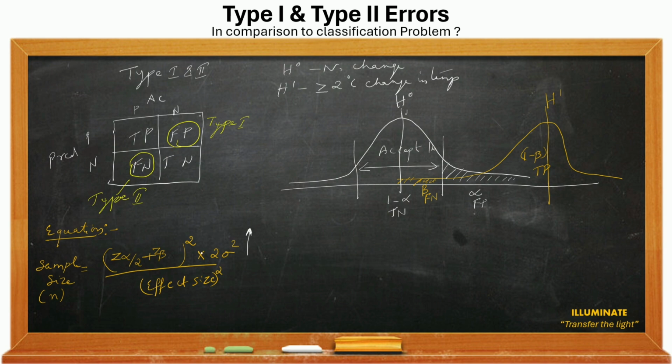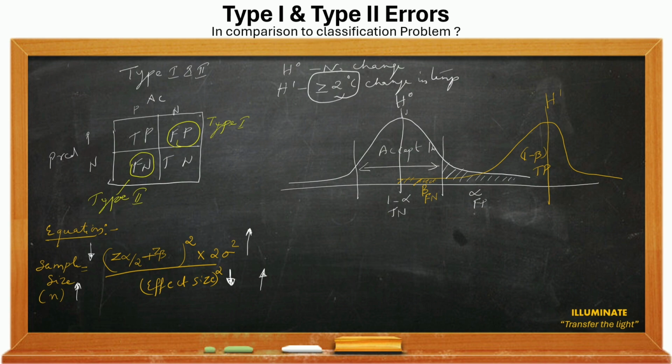If you change the effect size, so what is effect size? The effect we have discussed here is 2 degrees Celsius. If you want a lesser effect, say the change that I want to detect is 0.5 degrees Celsius, you want to keep it very small, that means you again increase the sample size. You reduce this, you increase that, it's in the denominator, right?